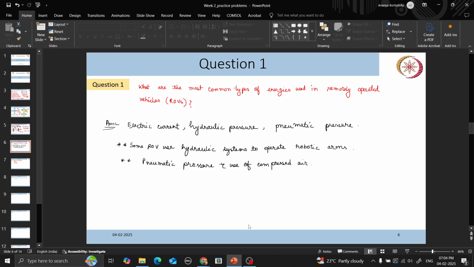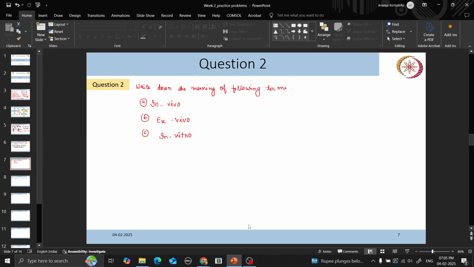So this was the first question. If you want to take a screenshot, now answer this question. What is the meaning of these terms? Because we are discussing sensors, many of the examples discussed in the class are biosensors. So these terms are important so that you know what the difference is.